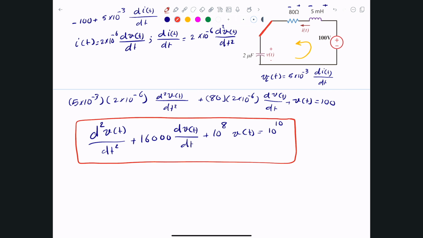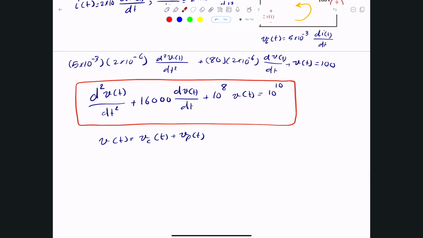Okay, and what we see in here is the forcing function is not 0 anymore, so the solution for that voltage v of t is simply a couple of things. It's a complementary solution and a particular solution. And since the forcing function happened to be a constant, we know that the particular solution should also be constant, and of course that means the second derivative and the first derivative of that particular solution should be 0. So let's find the particular solution.